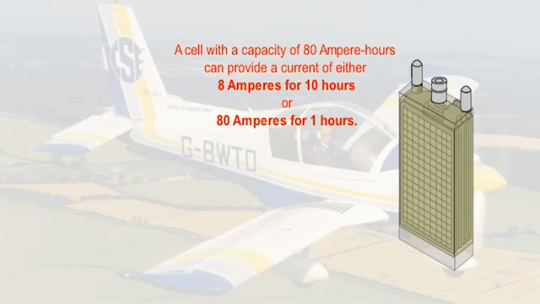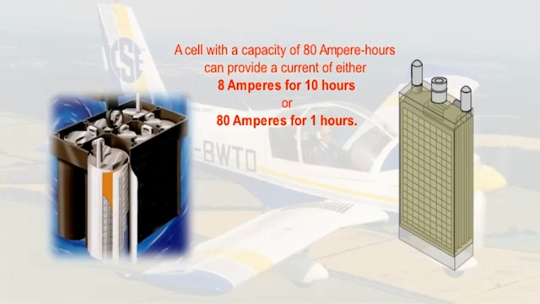A cell with a capacity of 80 ampere hours should provide a current of 8 amperes for 10 hours, or alternatively 80 amperes for 1 hour. However, because the ability of a battery to retain its output voltage diminishes as the discharge rate increases, capacity is normally tested at the 10-hour rate.